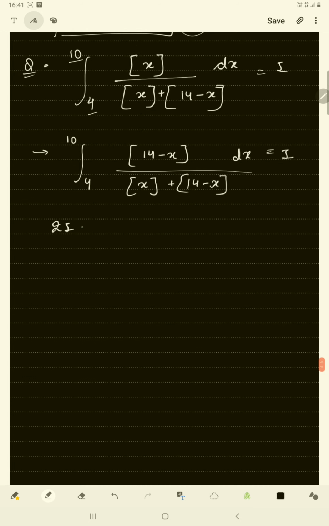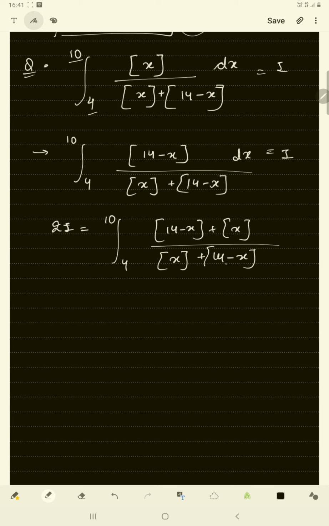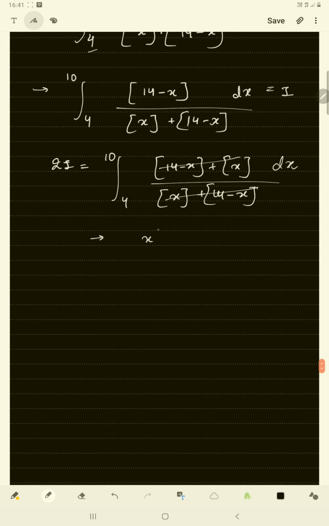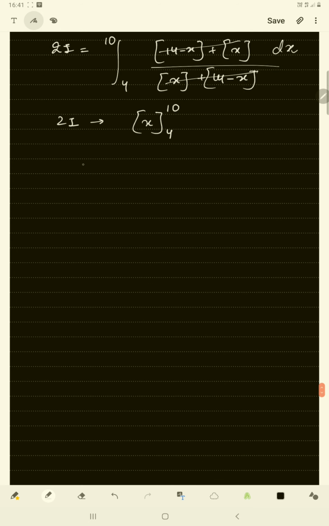Now adding both of them, we get 2I is equal to the integral from 4 to 10 of 14 minus x plus x upon x plus 14 minus x. Both the numerator and denominator get cancelled again, and we are left with x with lower limit as 4 and the upper limit as 10. Further solving this, we get 10 minus 4 upon 2, which is equal to 3. So the final value of I is 3, which is our final answer.